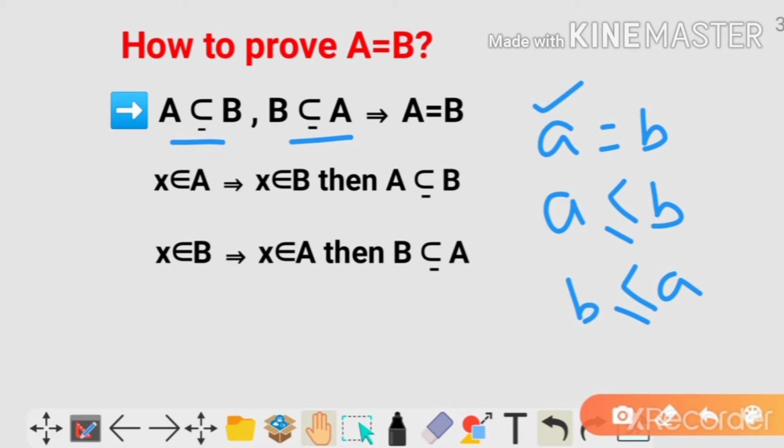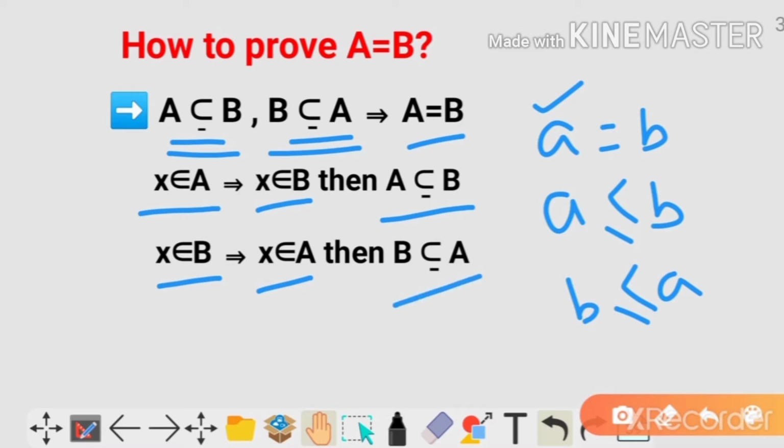So here we will prove A subset of B and B subset of A. Then we can say that A is equal to B. So how do you prove A subset of B or B subset of A? For this we'll take a point from the A set and we'll show that this point also exists in B. Then we can say that A is a subset of B. Similarly, if we take a point from B and show that this point also exists in A, then we can say that B is a subset of A.